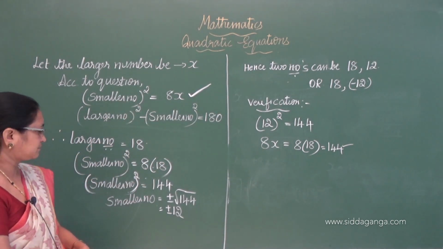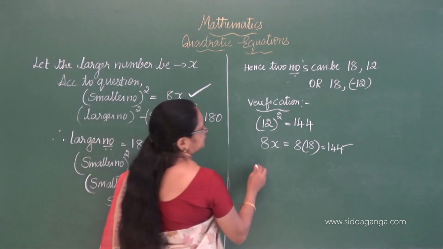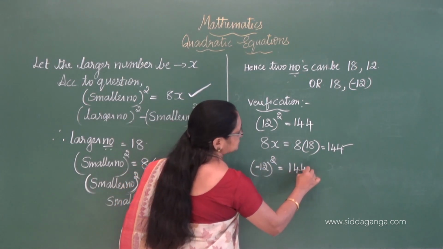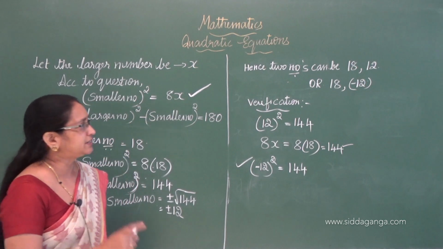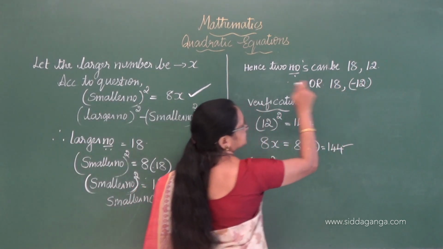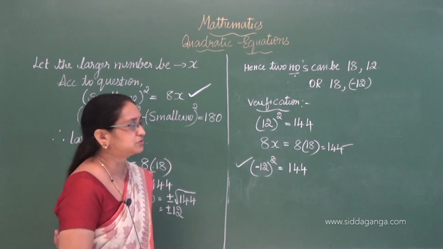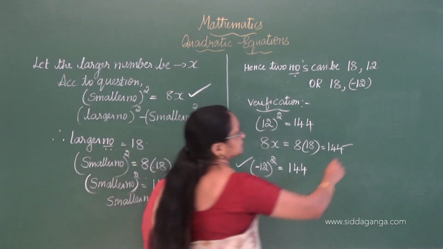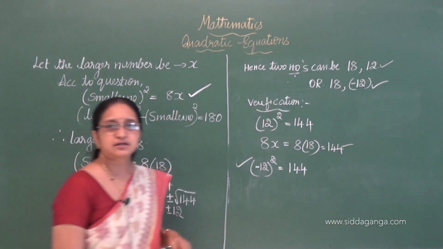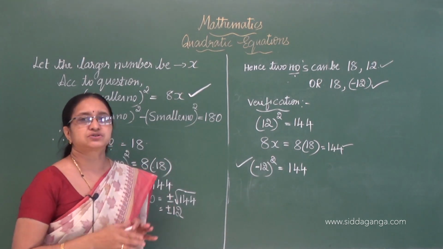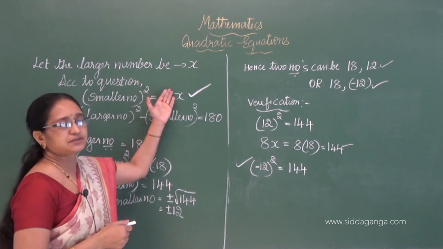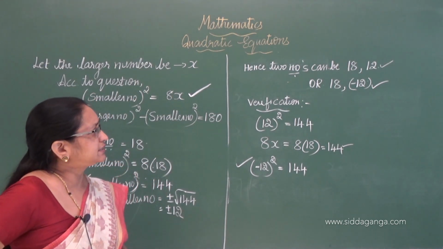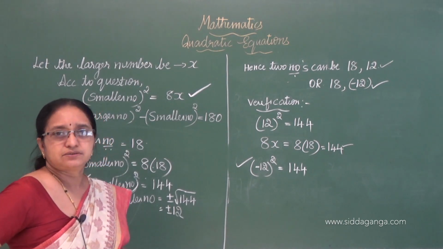And if you take minus 12, minus 12 whole square is also 144. Please note this. Why I took this value or this? Because minus 12 whole square is also 144. So either this or this. So there are two sets of numbers which can satisfy this question. Okay. So 18 and 12, or 18 and minus 12.